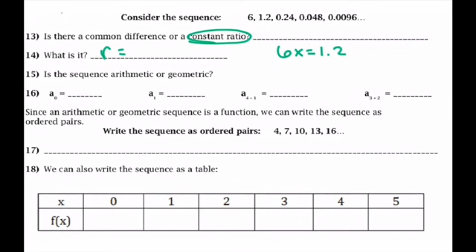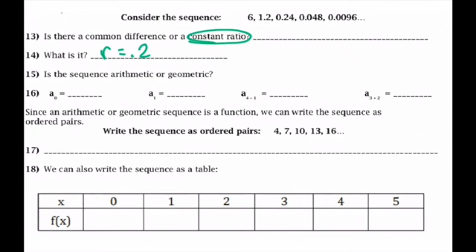Well, that's just a one-step equation. You can just solve it. So solve for x. 1.2 divided by 6. What is it? McKinley? 0.2? So 0.2, that's my common difference. I mean, my constant ratio. Sorry, constant ratio. And you can do that to figure out what the constant ratio is pretty easily.